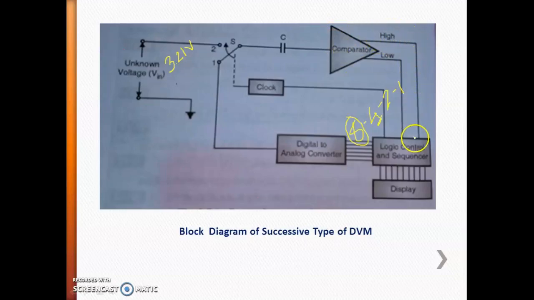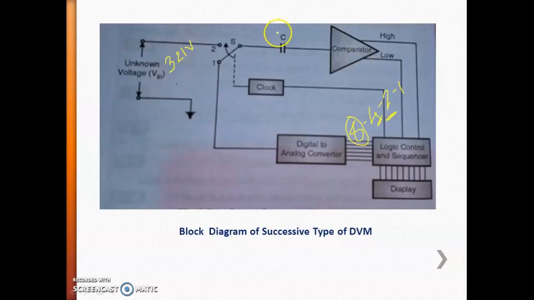This high signal will reset the logic control and sequencer, so that the next sequence will be generated, and that sequence is 2 volt. It is converted into analog form in the converter, with the switch at position 1, so that the capacitor starts charging to 2 volt. Now the switch is at position 2, and the input voltage is 3.21 volt. Now again the comparator has two inputs.